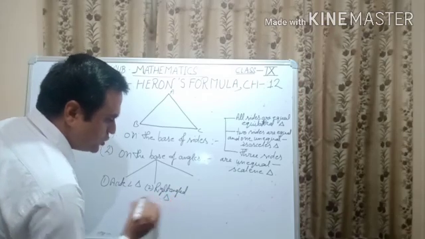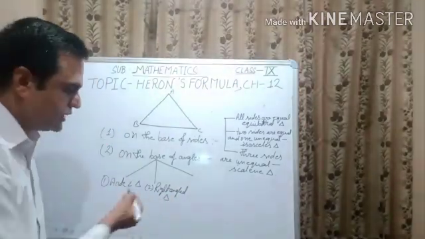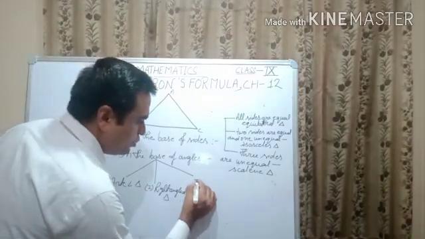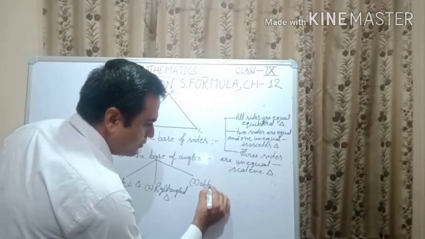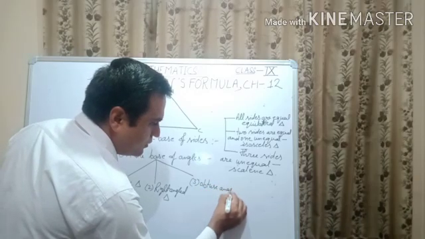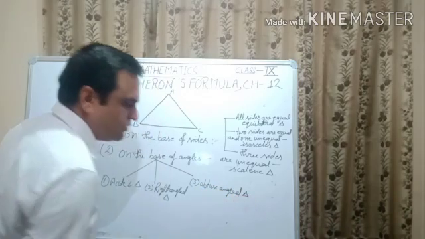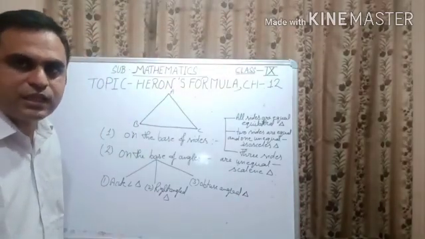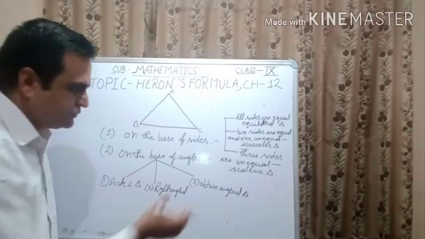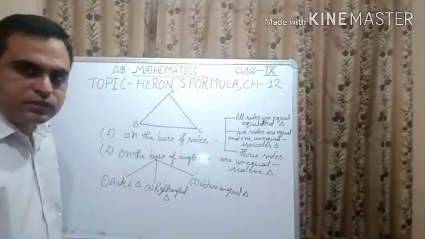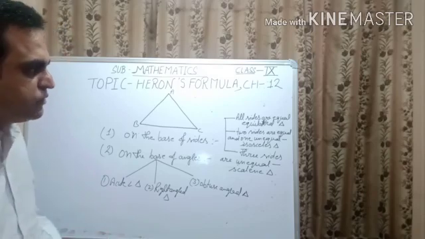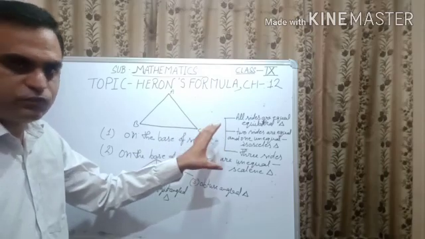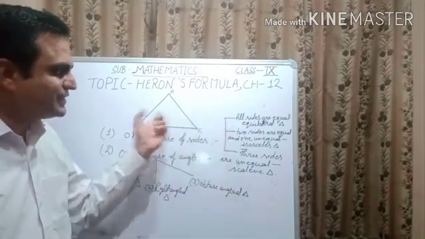A triangle in which one angle is right angle, then we can say that the triangle is right angle triangle. Third is obtuse angle triangle. A triangle in which one angle is obtuse, and obviously the other 2 angles are automatically acute angles, then we can say that the triangle is obtuse angle. In this chapter we understand the area of triangle with the help of Heron's formula. So we have to use the sides of the triangle.